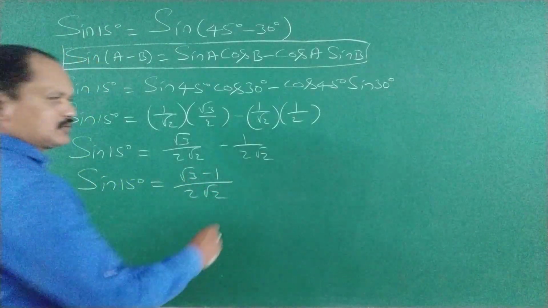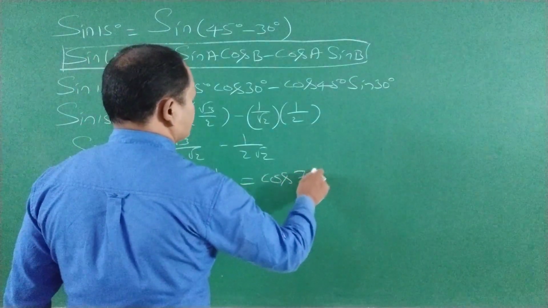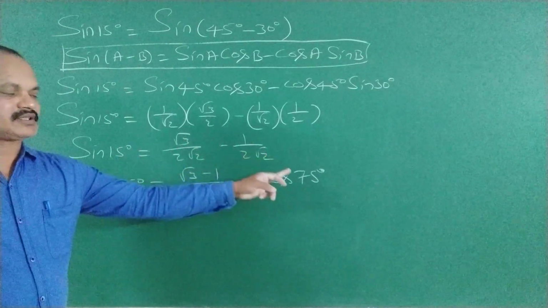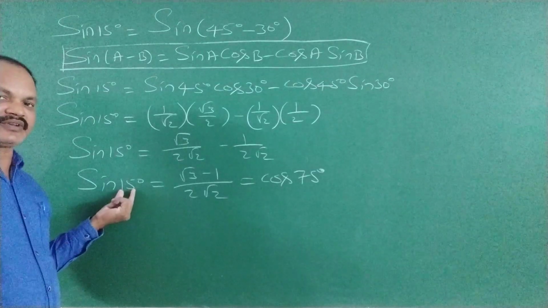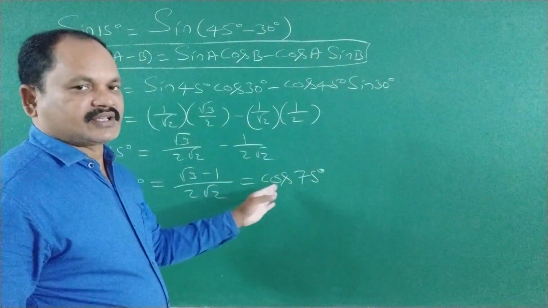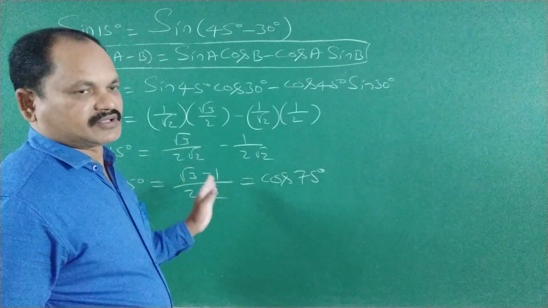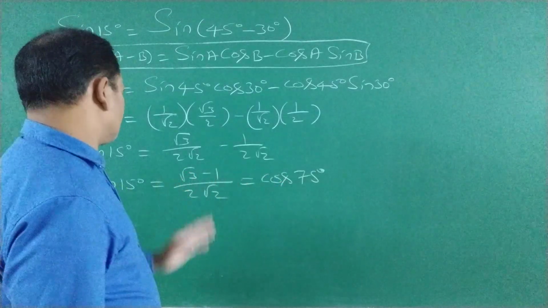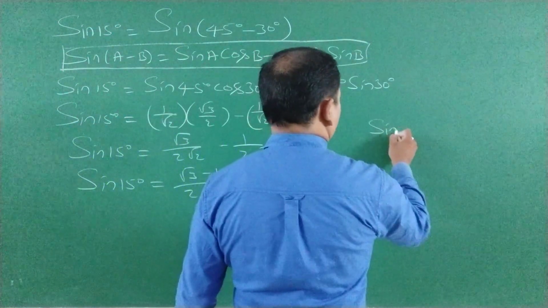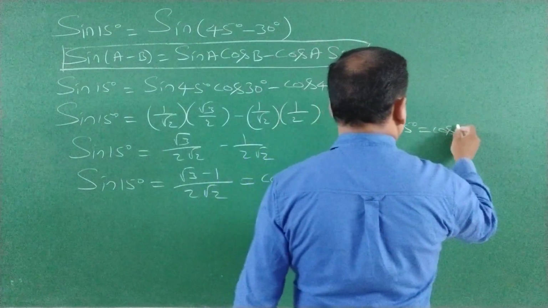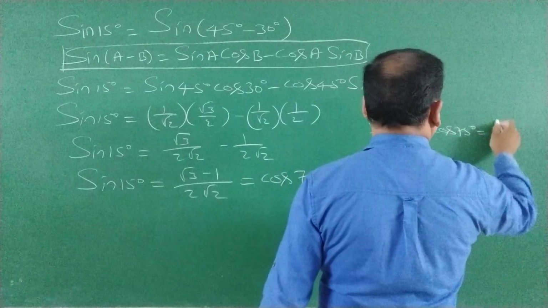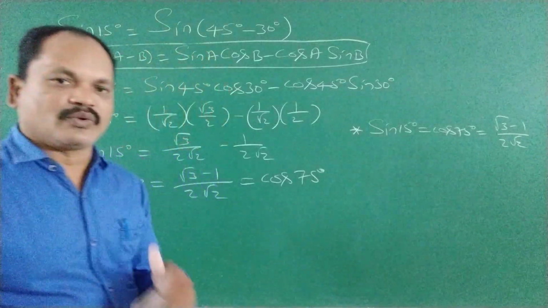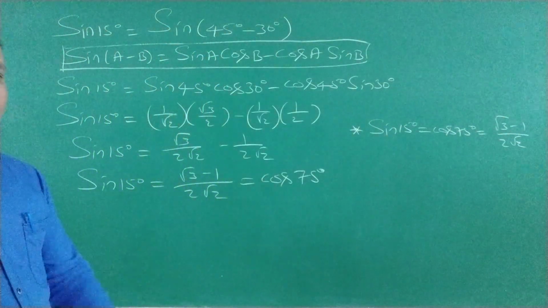Which is equal to cos 75 degrees, since sin(90 minus 75) is cos 75. So cos 75 and sin 15 give the same result. That is, sin 15 is equal to cos 75 is equal to (root 3 minus 1) by 2 root 2. Similarly, we are going to find sin 75 degrees.